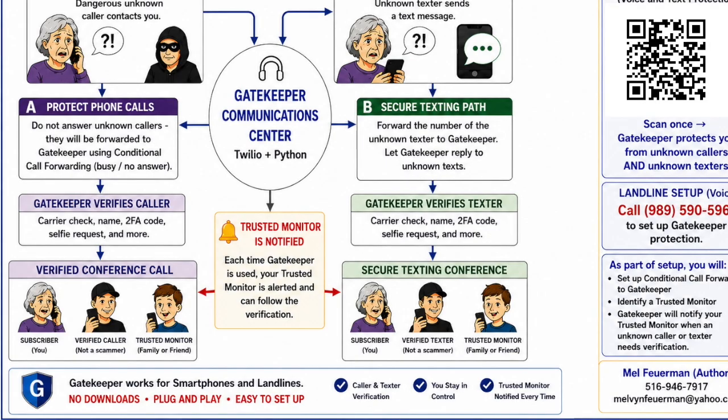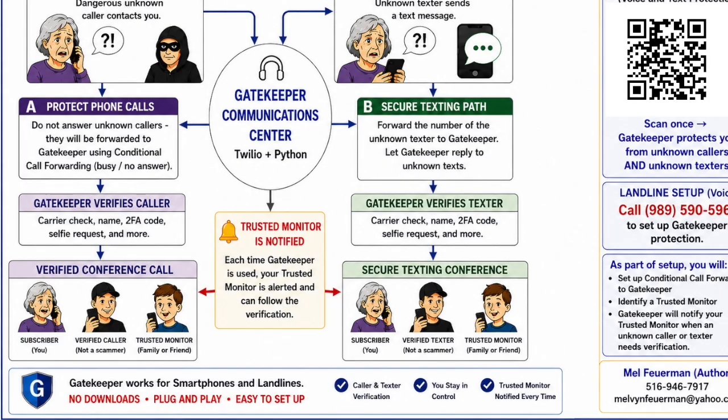And now, what happens when the texter passes all the tests? What happens then? When the texter passes all the verification steps, including the selfie, right?